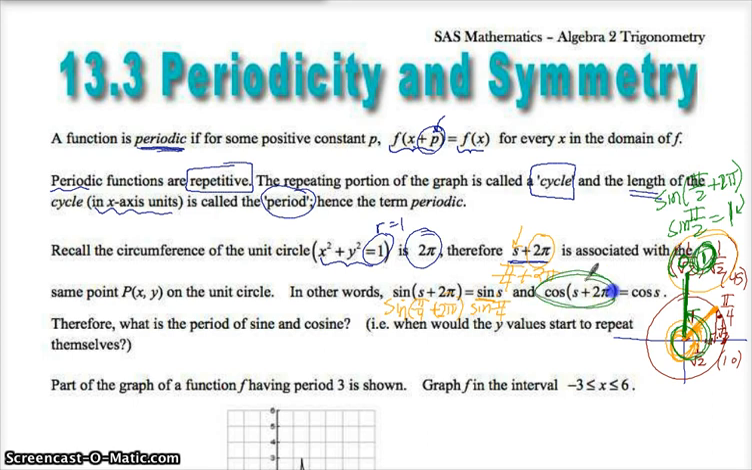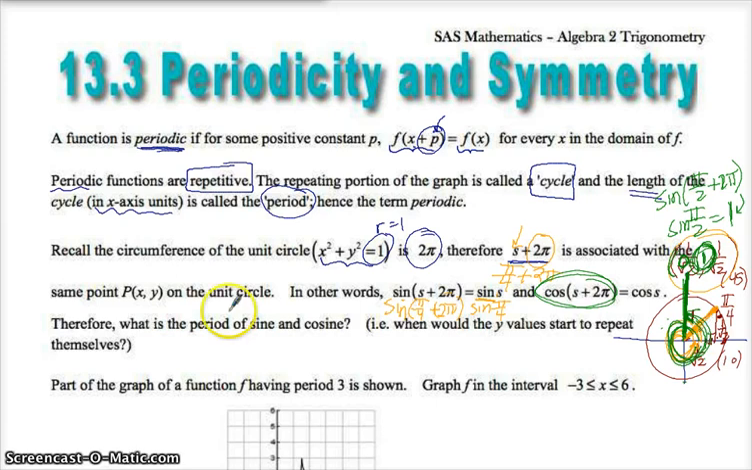Cosine would be the same idea. If we did cosine of pi over 2, we would get an answer of 0. Cosine of pi over 2 plus 2 pi, if we went one revolution in addition to the pi over 2, we're still going to end up at this terminal side, so it's still going to have a value of 0. Those values start to repeat themselves after one revolution. We're going around again and around again.